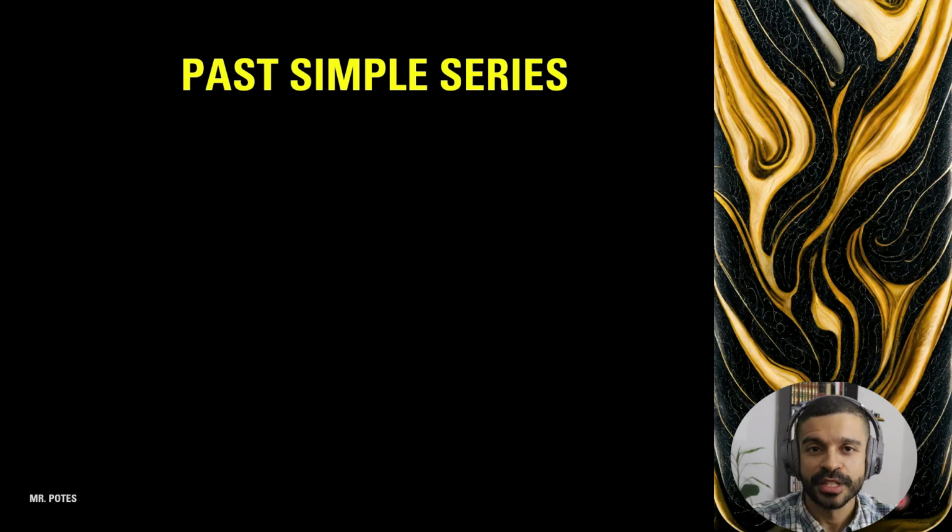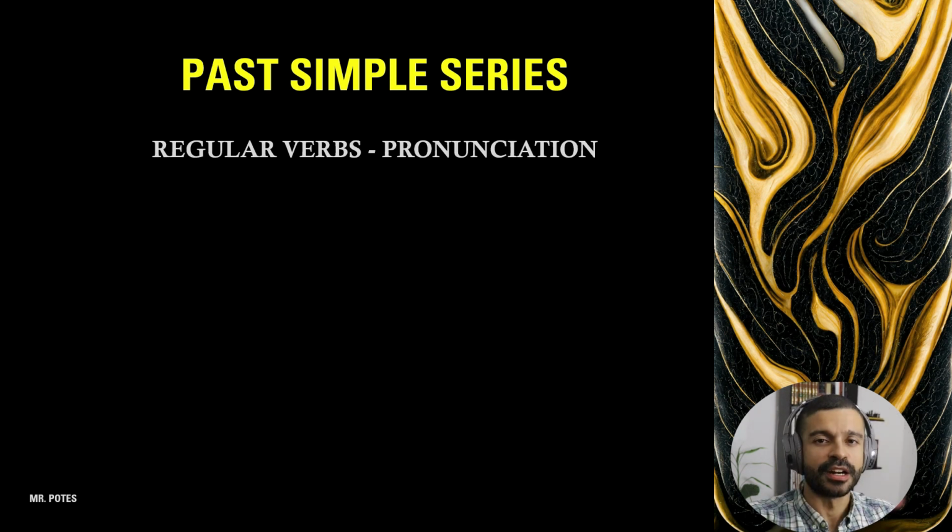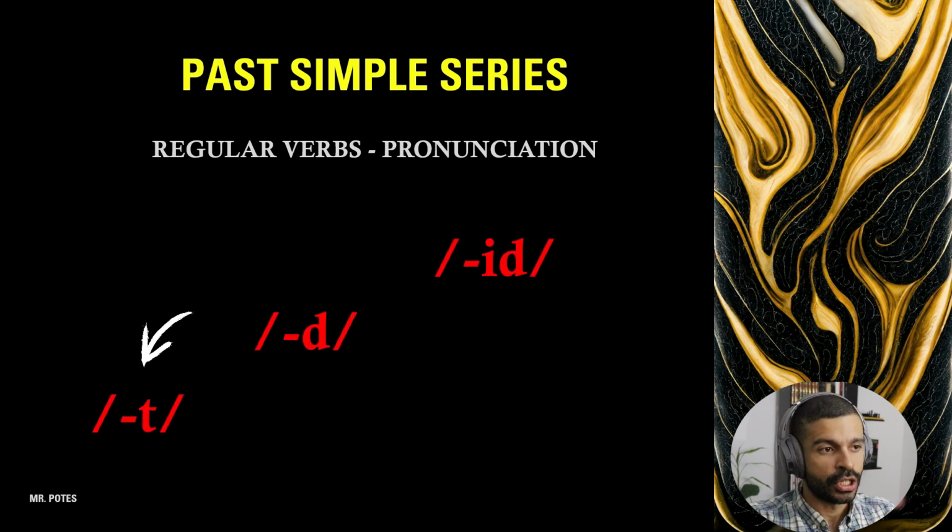Hi everyone, as promised, today we're going to check the pronunciation of regular verbs. So basically there are three possible sounds when we are pronouncing regular verbs in past: t, d, id.